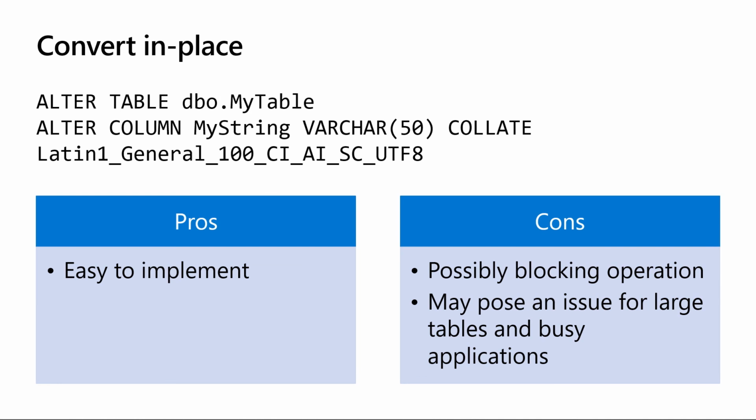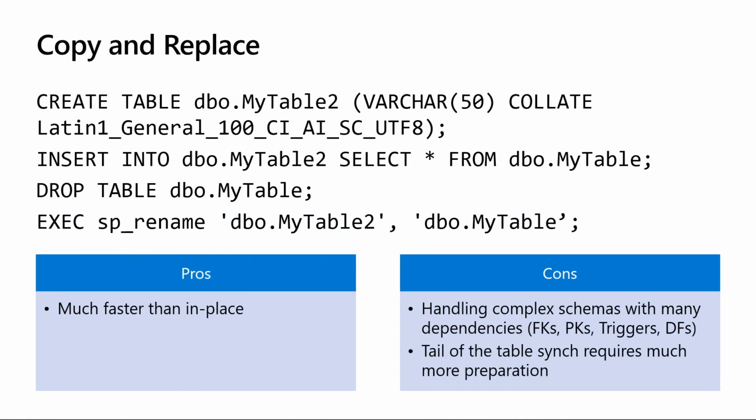I can convert in place doing an ALTER TABLE. It's easy to implement, but it's possibly a blocking operation. So if you have your application working, it may pose an issue in terms of blocking. And if you have a large table or busy applications, that will be a problem for you. You can copy and replace. It's much faster than in place. You create a table on the side, move all the data, and in the end, you delete the old table and rename. This is much faster to do, but handling complex schemas that have dependencies such as foreign keys or primary keys can be a problem there.